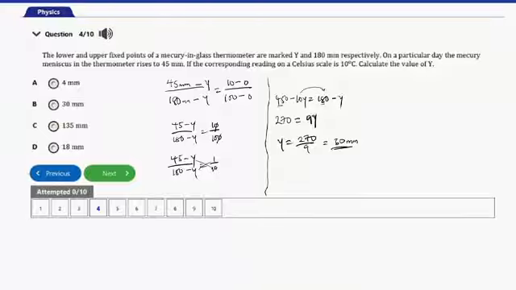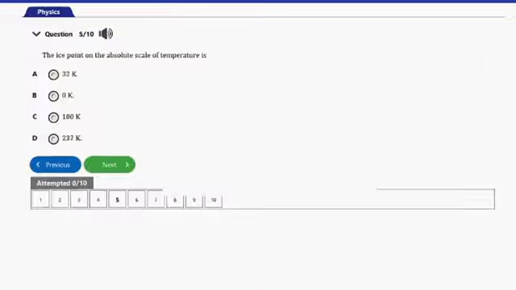Let's go ahead and consider the next question, guys. So the next question here is question number 5. It says the ice point on the absolute scale of temperature is A, 32 Kelvin, B, 0 Kelvin, C, 100 Kelvin, D, 273 Kelvin. So guys, the answer to this question is option D, and that's 273 Kelvin. So that's it for this question, and that's the ice point on the absolute scale temperature.